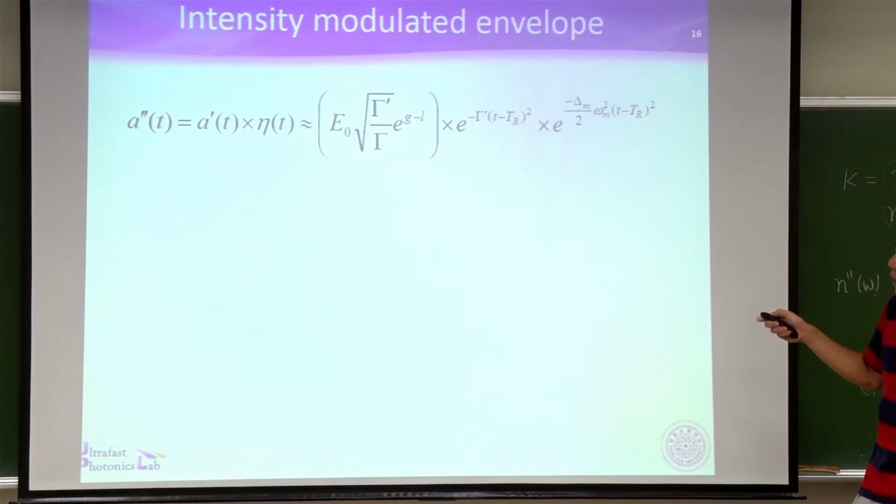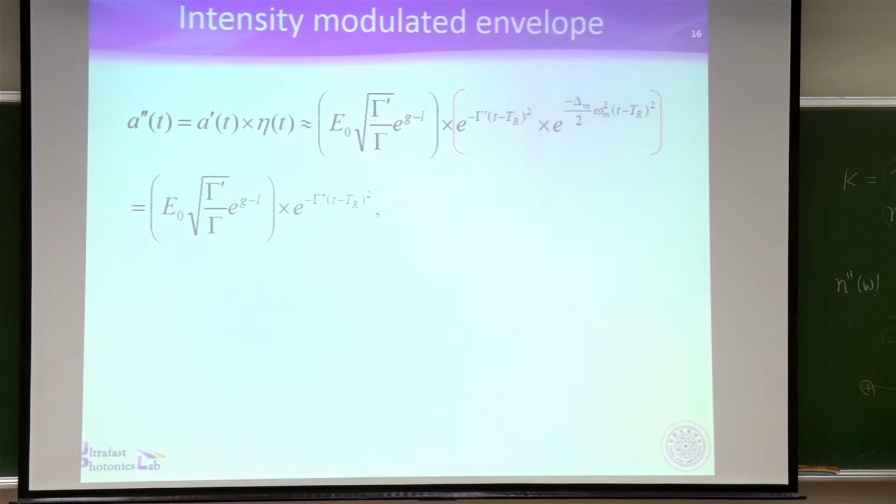Okay, so it's very easy mathematics. You can simplify because the first term is a constant only. The second and the last terms are both Gaussian functions. So their product is still a Gaussian function. Of course, you have a new pulse width parameter. So you just combine the last two terms together. You get a new pulse width parameter gamma double prime, where gamma double prime is related to gamma prime by a modification term, delta m omega m squared over 2.